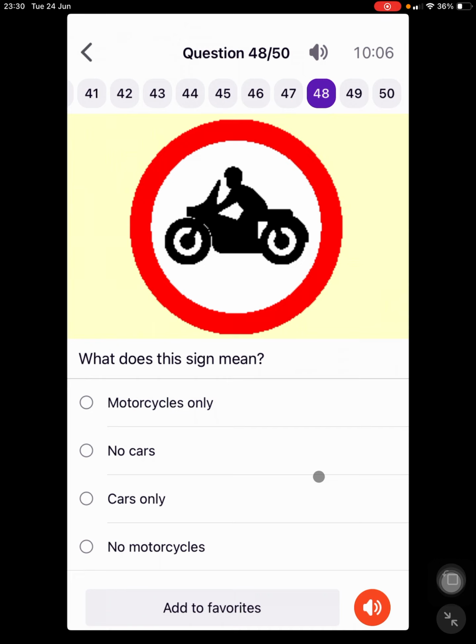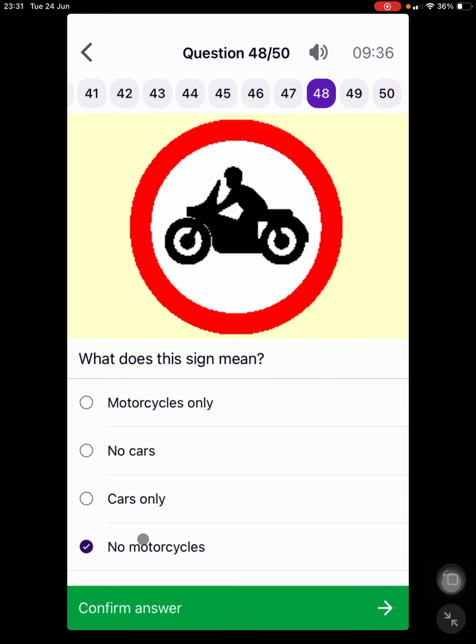What does this sign mean? Motorcycles only. No cars. Cars only. No motorcycles. Just remember, guys, whenever there is a red O, the answer will always start with no. Okay, if it's a red O, it means no. So red O means no motorcycle.